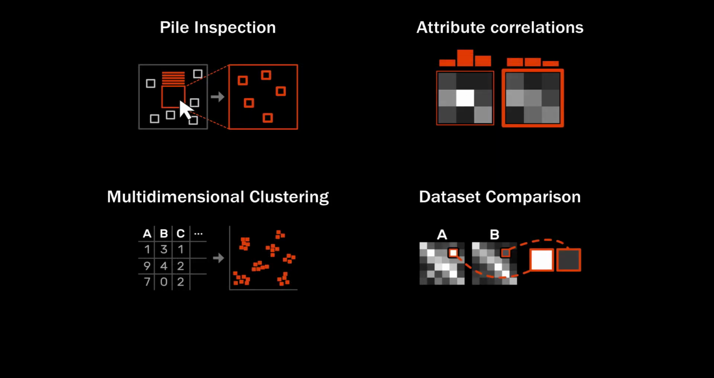Okay, once we have that, we can do a lot more. You know, we can inspect these piles in more detail. We could correlate other data with these snippets. We can do comparisons between data sets in this tool. We can do clustering, multidimensional clustering, and projecting these snippets, and so on and so forth.